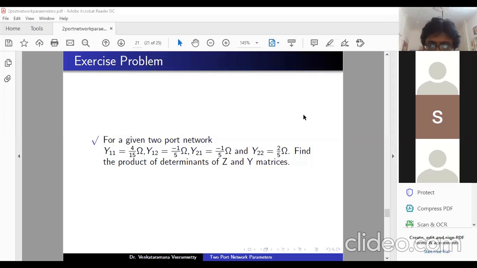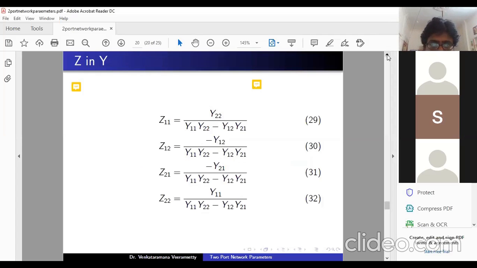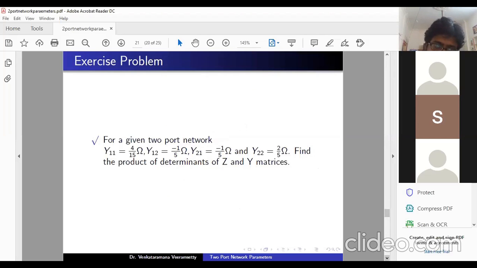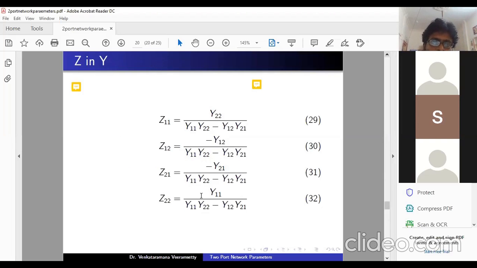If you want, I will show that relation. Here, this one. So you know the values: y11 is 4/15, y12 is minus 1/5, y21 is minus 1/5, y22 is 2/5. Use these 4 values and substitute them in equations 29 to 32 and find Z11, Z12, Z21, Z22. Now find the determinant of the Z matrix and the determinant of the Y matrix and find the product of both determinants and give the answer.